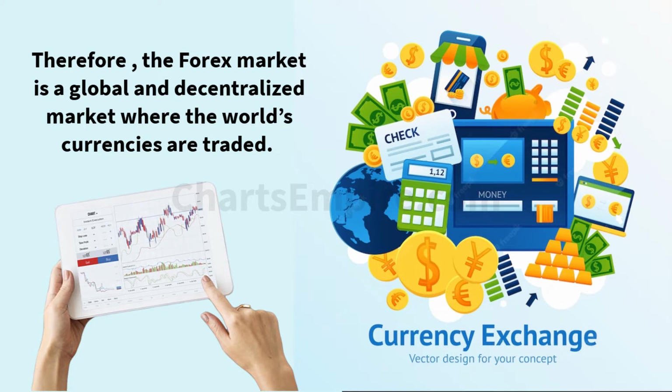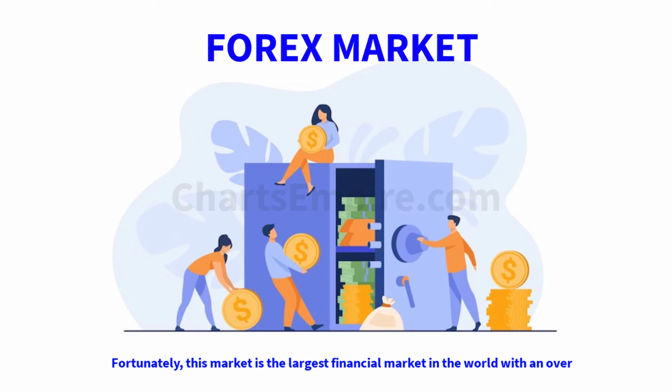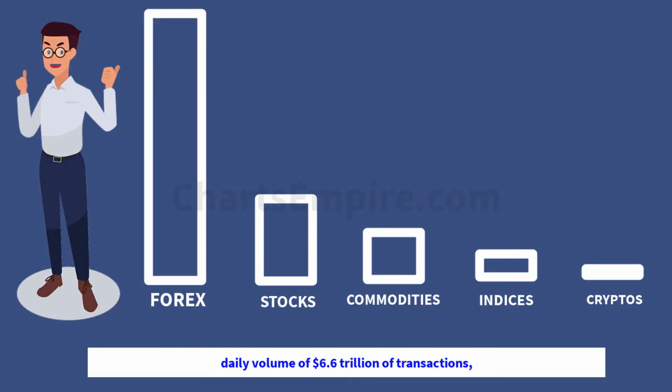Therefore, the Forex market is a global and decentralized market where the world's currencies are traded. Decentralized means ease of accessibility through a digitalized medium between traders. Fortunately, this market is the largest financial market in the world, with an overall daily volume of 6.6 trillion dollars in transactions. At the time of production of this video, it is by far bigger than the stocks, cryptos, and any other financial market around the globe.